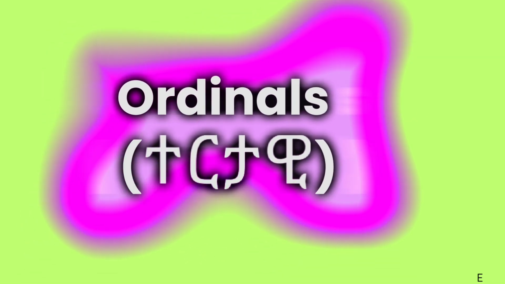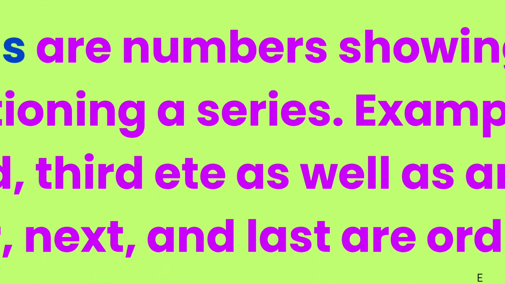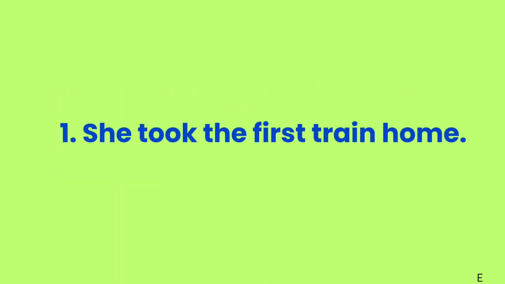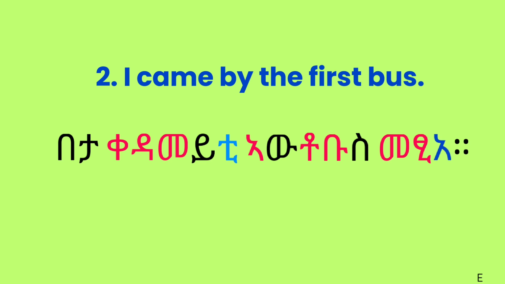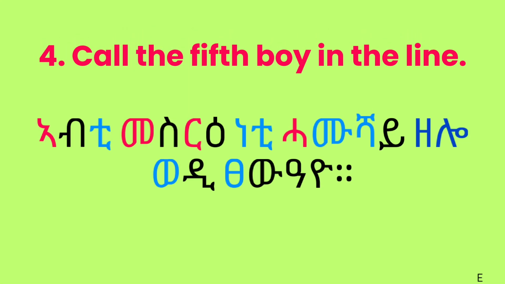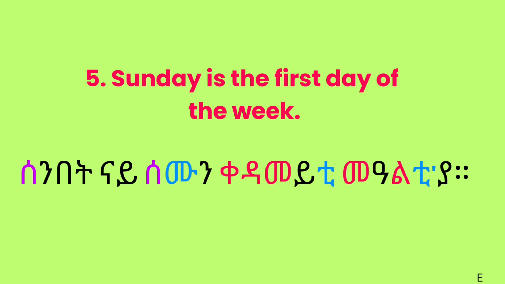Ordinals. Ordinals are numbers showing order or position in a series. Ordinals are such as first, second, third, 50th, 10th, etc., as well as another, other, next, and last. Examples. 1. She took the first train home. 2. I came by the first bus. 3. Dawit has always stood first. 4. Call the 5th boy in the line. 5. Sunday is the first day of the week. 6. Send the second man in.